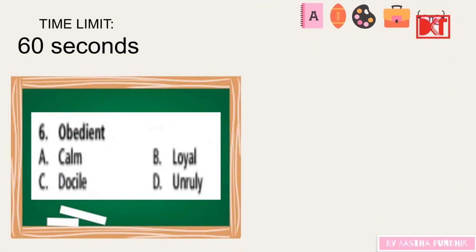Okay, here we have obedient. The options are calm, loyal, docile and unruly. Now obedient is someone who follows, obeys, whereas here, unruly is an antonym, someone who doesn't obey. The others, calm, loyal, docile, are someone who's submissive, agrees with you, and follows the instructions.